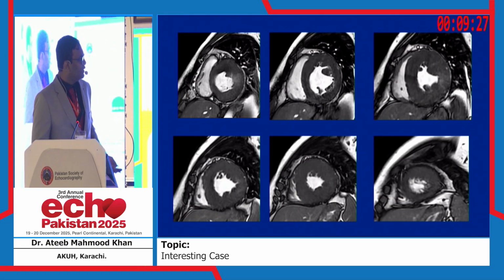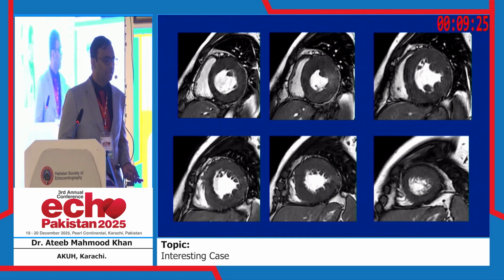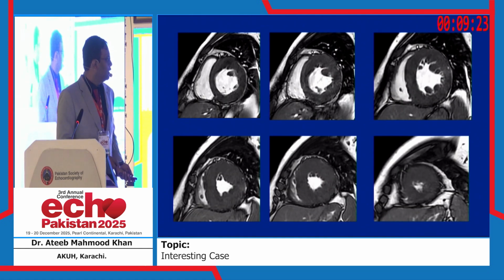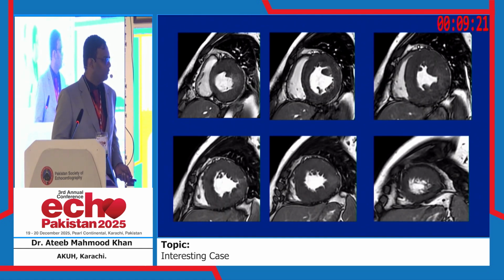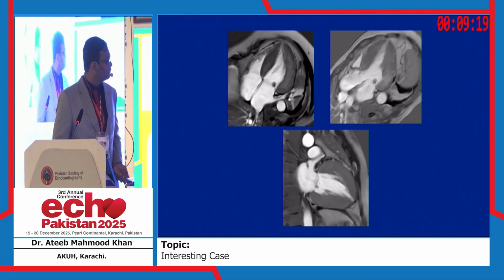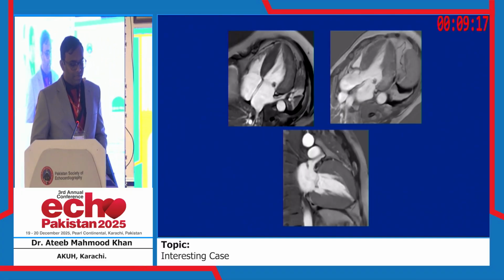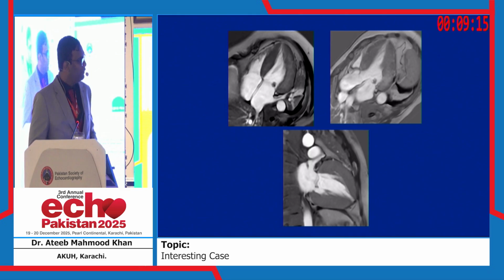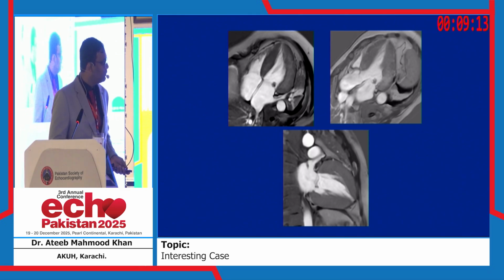This is the short axis view of the LV at different levels. We can appreciate marked hypertrophy and normal LV systolic function. These are the early GAT images. In early GAT images, again we can appreciate that the tips of the mitral valve leaflets are thickened.